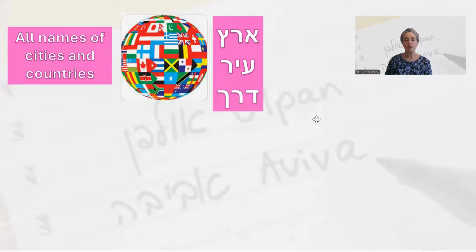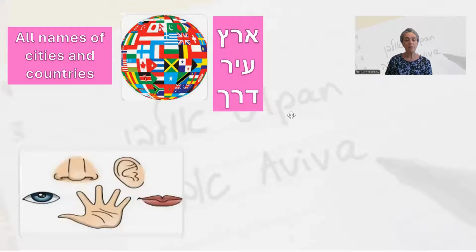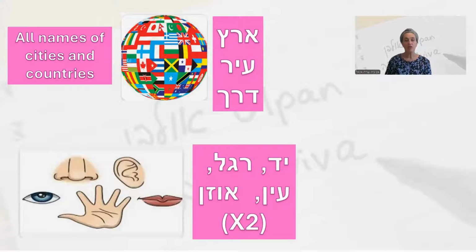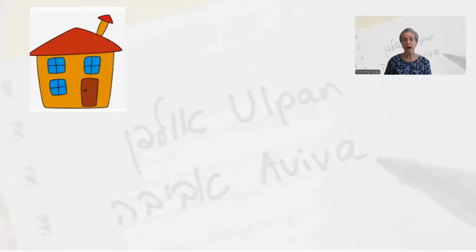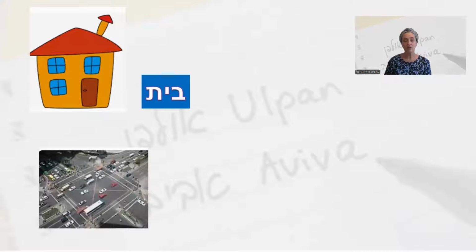Another group that could be identified is parts of the body that we have two of. They don't look feminine, but they are. So for example, yad is feminine because we have two of them. Regel is feminine, ayin is feminine, ozen is feminine, as opposed to pe, which we only have one of, which is masculine, af, which we only have one of, which is masculine as well. And we have a couple of irregulars which look feminine, but they're actually masculine. So classic, bayit ends with a taf, but it's masculine. Or tzomet, intersection, also ends with a taf, but it's masculine.